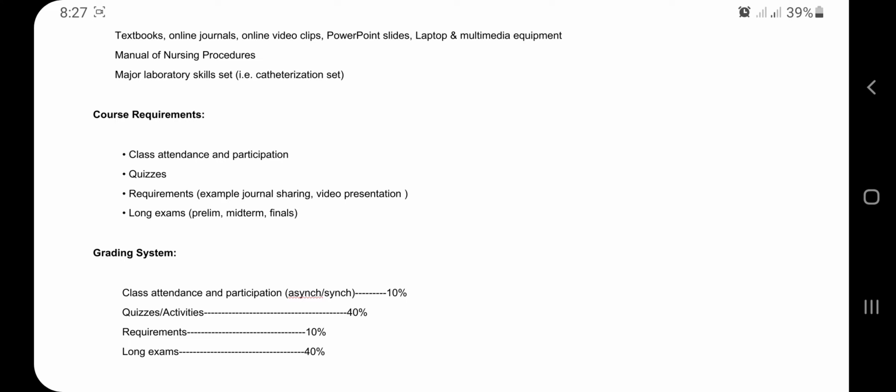Next is quizzes or day-to-day activities. We have 40%. Okay, requirements, 10%. And lastly, for long exams, 40%.